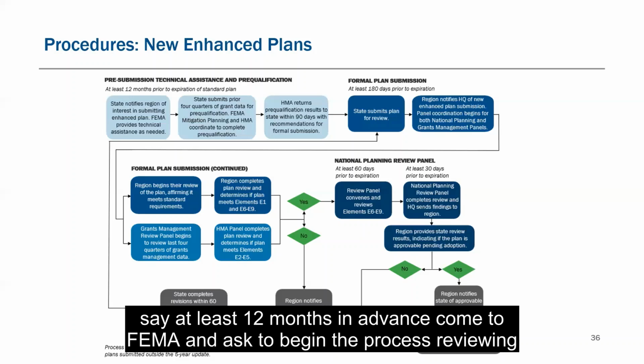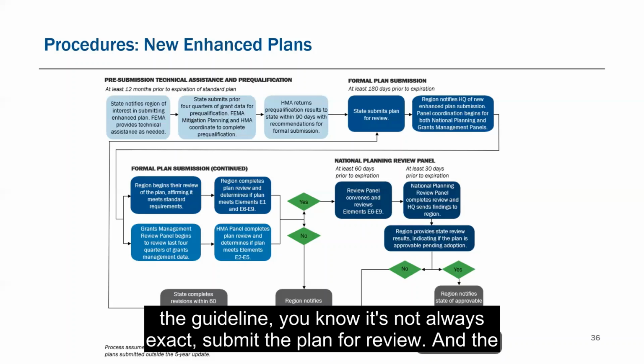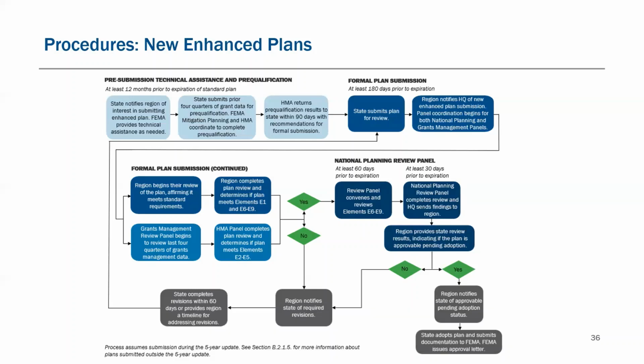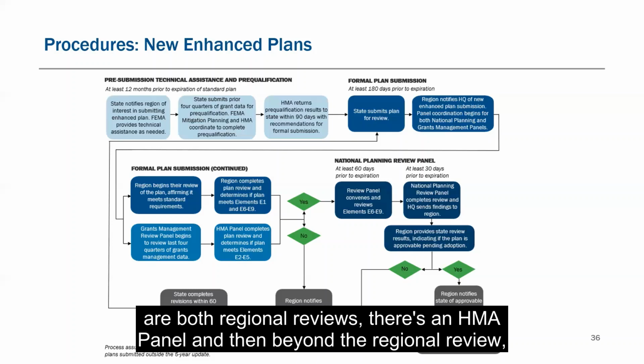We say at least 12 months in advance, come to FEMA and ask to begin the process of reviewing those HMA grants performance requirements. And then at least 180 days, again, this is the guideline, we know it's not always exact, submit the plan for review. And the region will notify HQ of this enhanced submittal, and you'll see that there are both regional reviews.